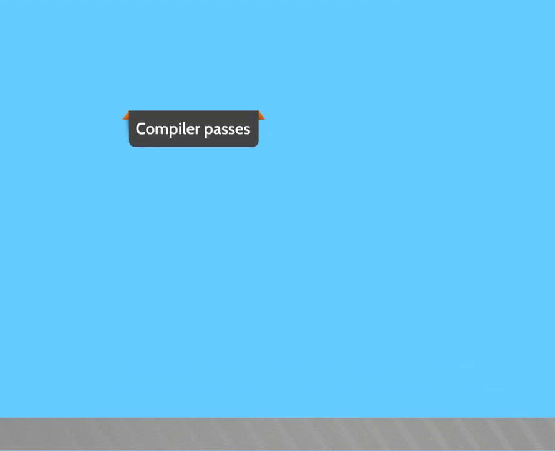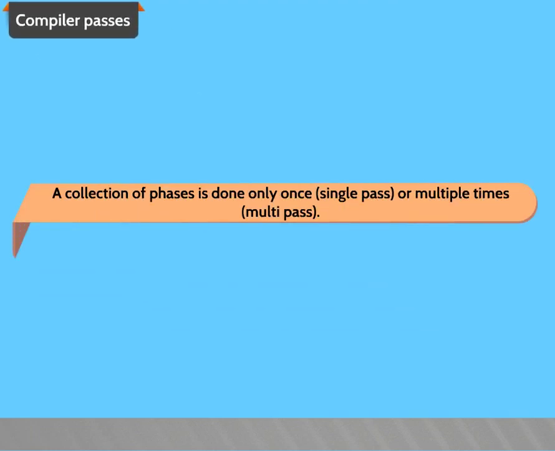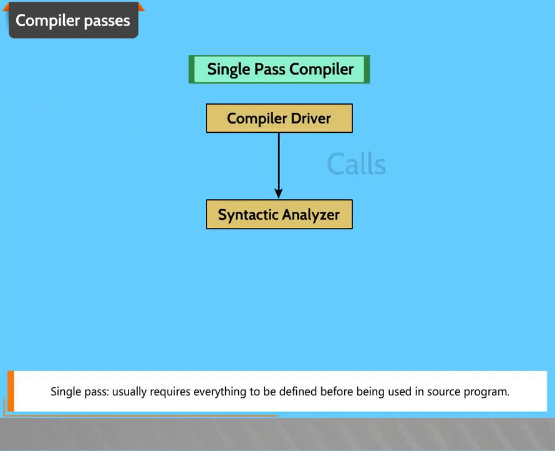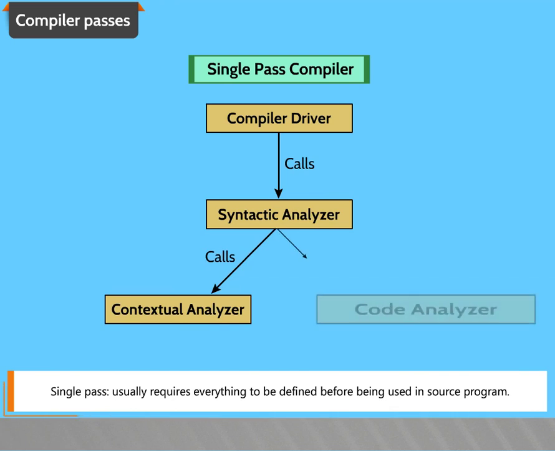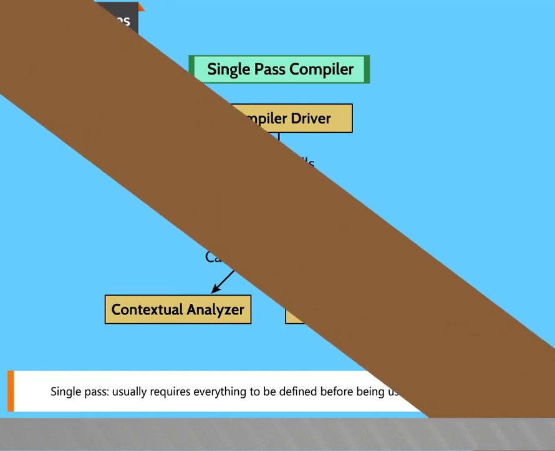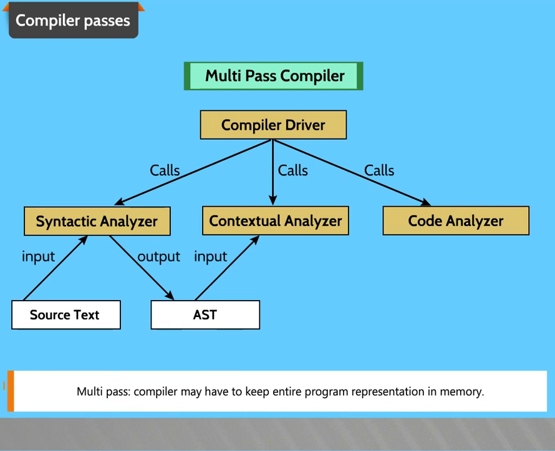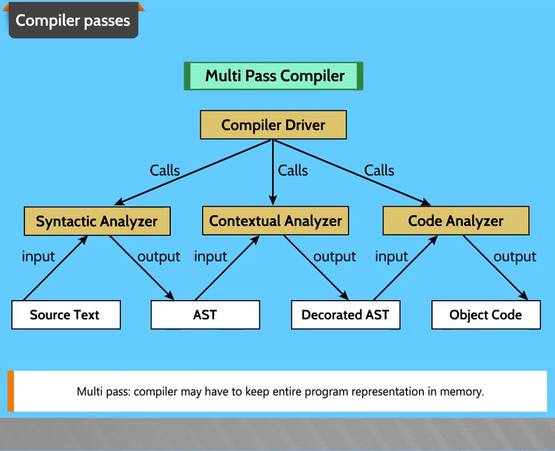Compiler passes. A collection of phases is done only once, that is single pass, or multiple times, that is multi-pass. Single pass usually requires everything to be defined before being used in the source program. A multi-pass compiler may have to keep the entire program representation in memory.